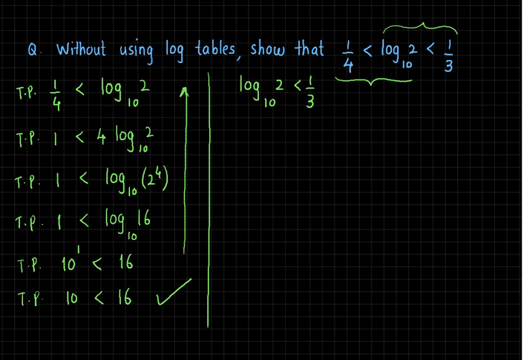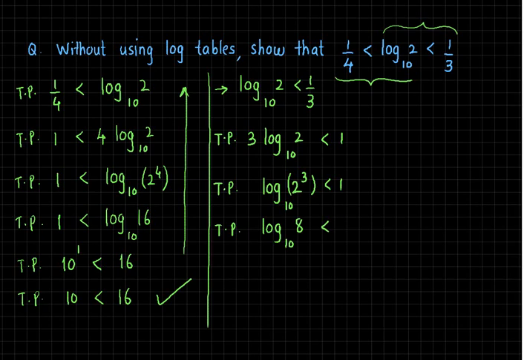Now in exactly similar manner, we prove the other half of the inequality. We have to prove that log 2 to the base 10 is less than 1 by 3. So that is, we have to prove that 3 log 2 to the base 10 is less than 1. That is, log of 2 cube to the base 10 is less than 1, that is, log of 8 to the base 10 is less than 1. That is, we have to prove that 8 is less than 10 raised to 1, that is, 8 is less than 10, and we know that 8 is definitely less than 10. So we have effectively proven the other inequality also, and hence merging both of the inequalities, we can say that we have proven the required given inequality.